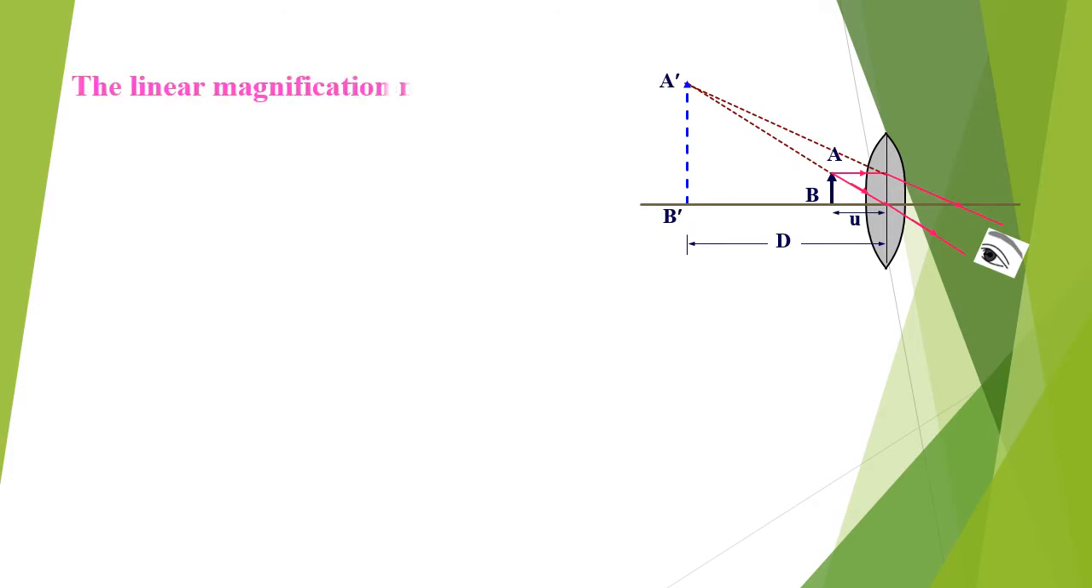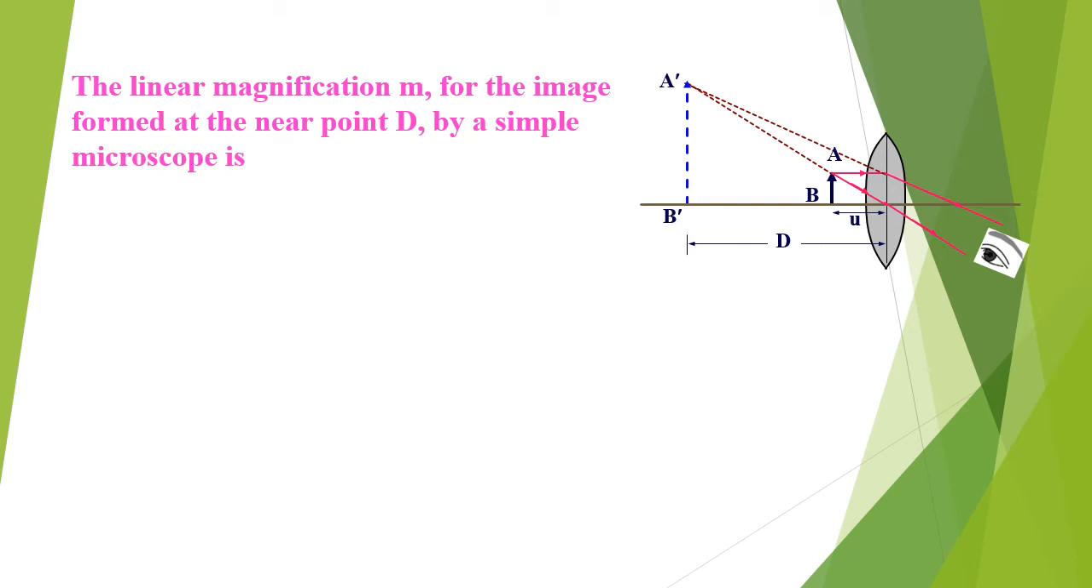The linear magnification M for the image formed at the near point D by the simple microscope is... What is the meaning of linear magnification? How much bigger I can see the object by using this microscope, which is a single lens. That is simply called magnification, but its actual name is linear magnification. We define linear magnification as the ratio of image distance to object distance.